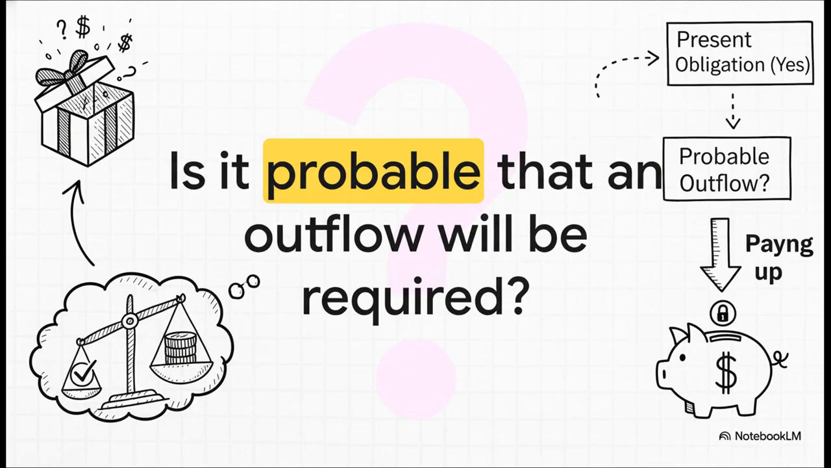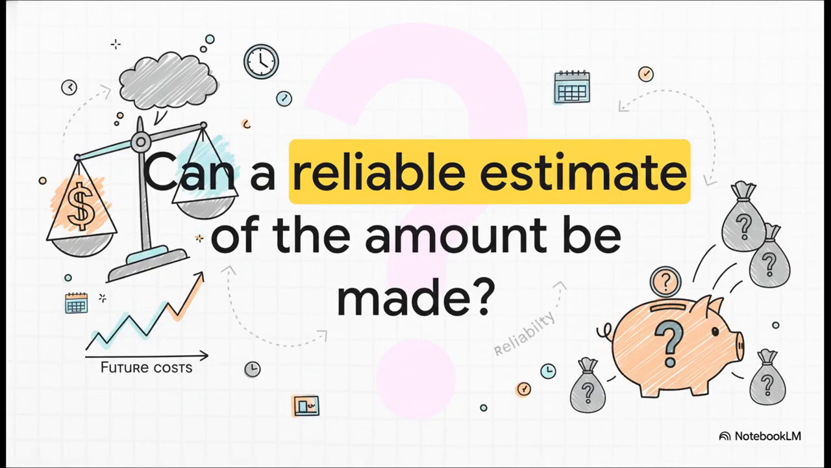We have to ask ourselves, is it probable that we'll actually have to shell out some cash? And I don't mean just possible, I mean probable, which in the accounting world basically means more likely than not. And if the answer is yes, again, we hit our final test. Can we make a reliable, trustworthy estimate of how much this is all going to cost? Now, we don't need the exact number down to the penny, but we do need what the rules call the best estimate. We have to have some reasonable number to work with.